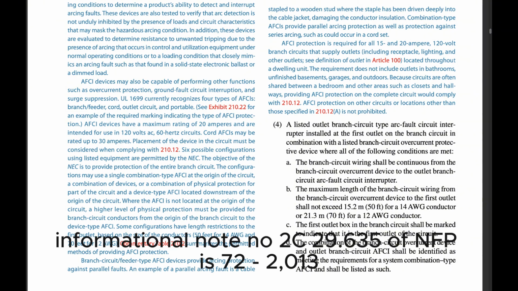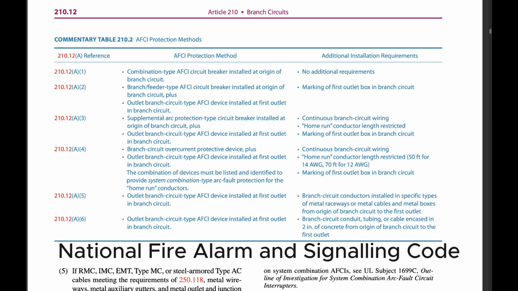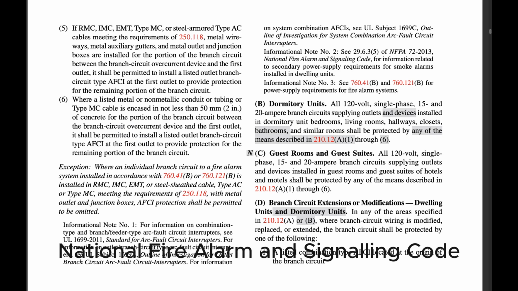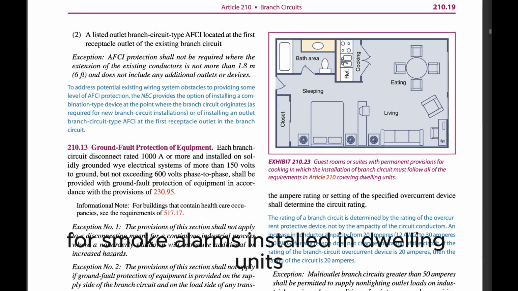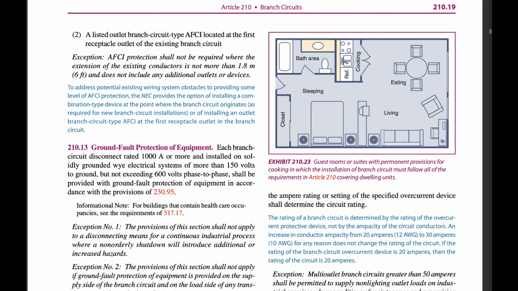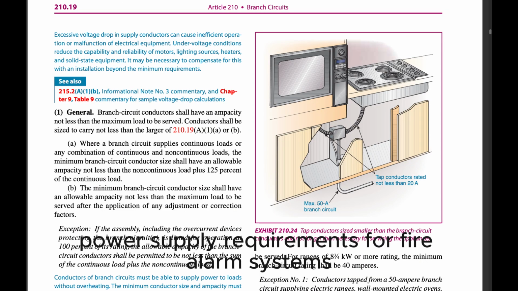Informational Note No. 2: See 29.6.3.5 of NFPA 72-2013, National Fire Alarm and Signaling Code, for information related to secondary power supply requirements for smoke alarms installed in dwelling units. Informational Note No. 3: See 760.41(B) and 760.121(B) for power supply requirements for fire alarm systems.